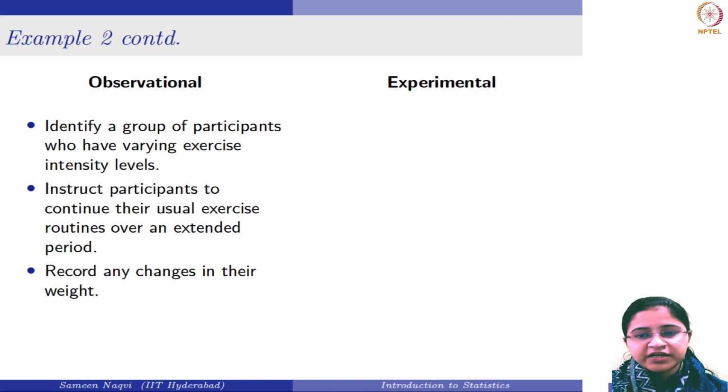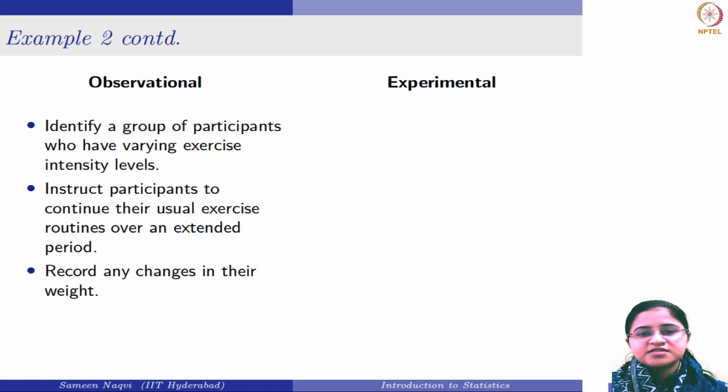On the other hand, if I have to conduct this as an experimental study, I will divide the total number of individuals who come to the gym into 3 different groups. I will tell them that this group of individuals will be doing HIIT training, the other one will be doing moderate intensity, and the last one will be doing low intensity. I will tell them to continue doing that for a fixed period of time, say 3 months, and at the end of the period I will notice what their weight loss is.